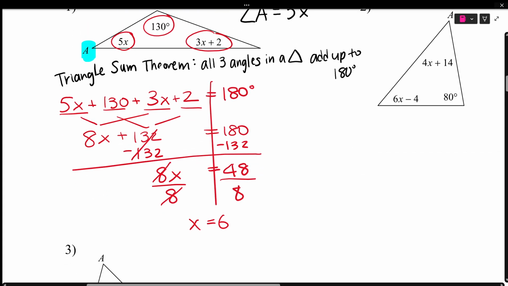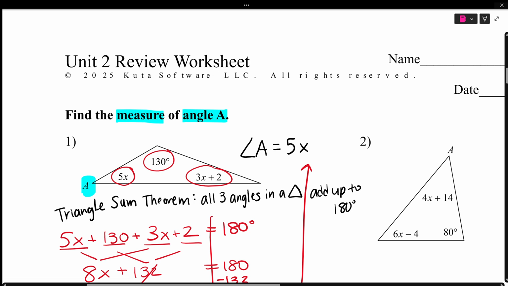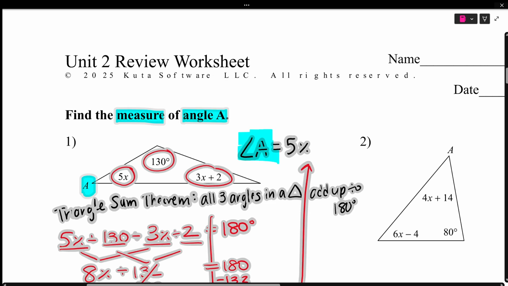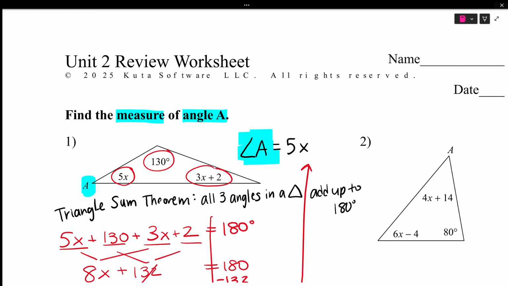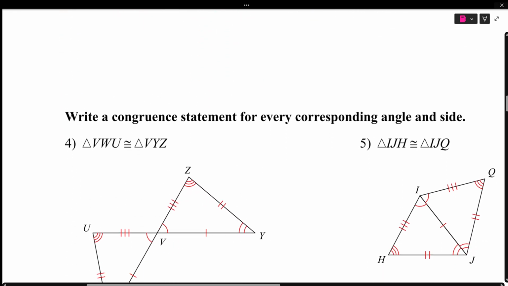You have to go back, right? We have to go back here. Remember we said we want to find the measure of angle A. Angle A is 5x. So we're going to plug that back in. 5 times 6 is going to be 30 degrees. So your final answer is 30. Okay, so do the same thing in number 2 and 3. It's very similar to number 1. I'm going to keep going.